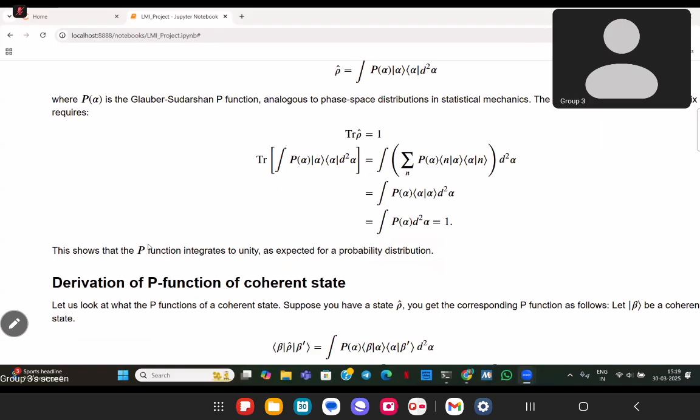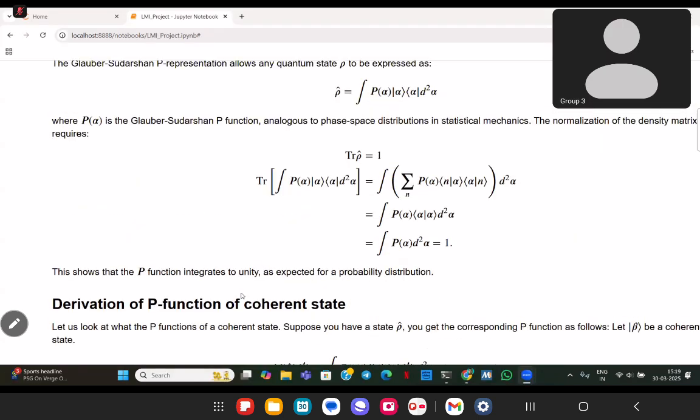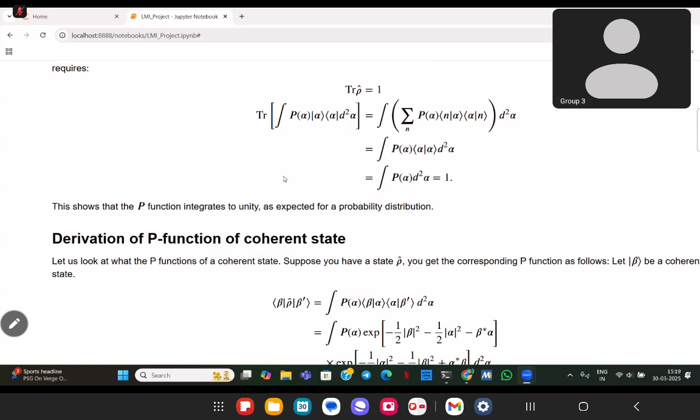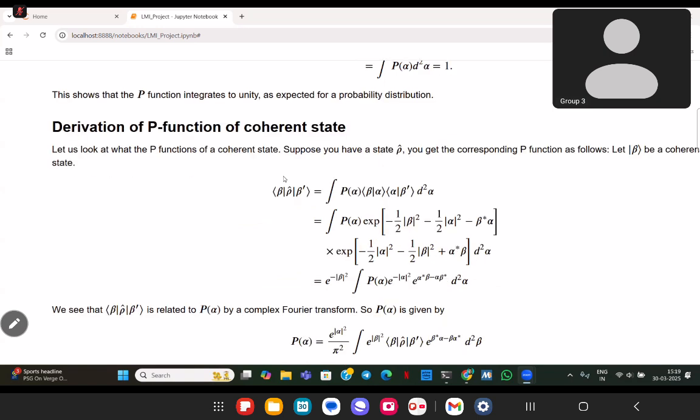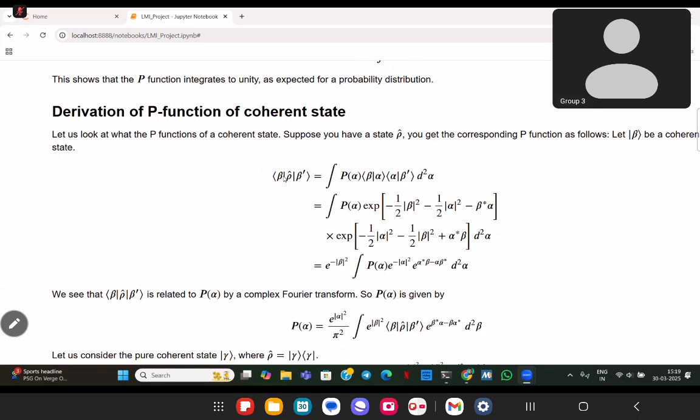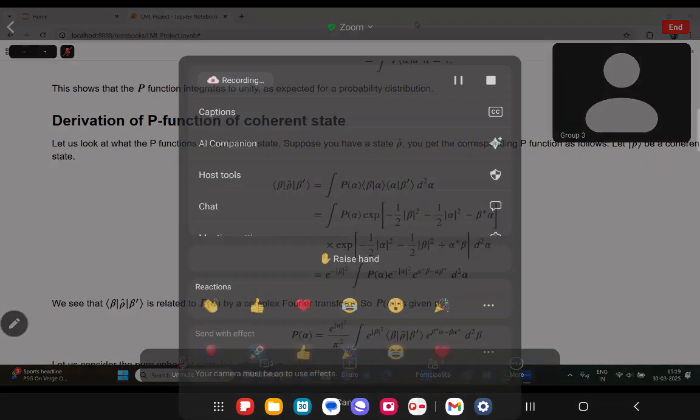Now we'll derive for a pure coherent state gamma. The P function should give us a Dirac delta function of alpha minus gamma, because a coherent state is a state in which the uncertainty is the least, and therefore it corresponds to a precise point in phase space. So let me show you the derivation.